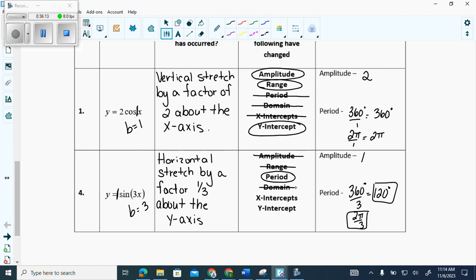What's the domain of a sine graph and a cosine graph? Infinite. Does anything affect infinite? No. X-intercepts? Yes. Y-intercept? No. So technically domain does normally get affected, it's just that it's XER. That's why it doesn't get affected.